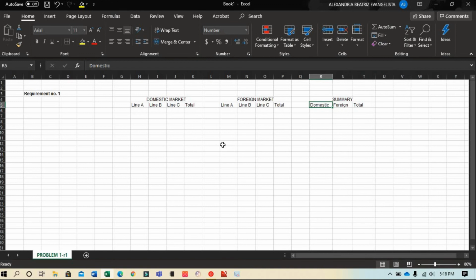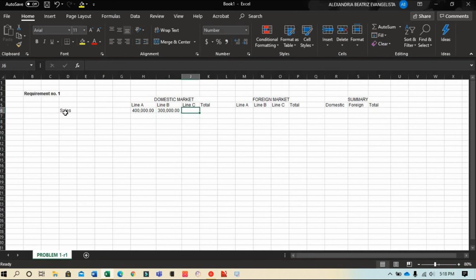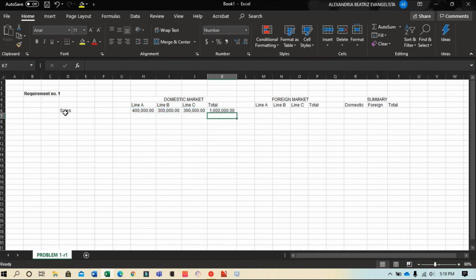Okay, so first let's start with the sales. And let's just input the data given. So under the domestic market, for line A, the sales is 400,000. For line B, it's 300,000. For line C, it is as well 300,000, and let's just sum it all up. There you go. It is 1 million. And now let's input the variable expenses.